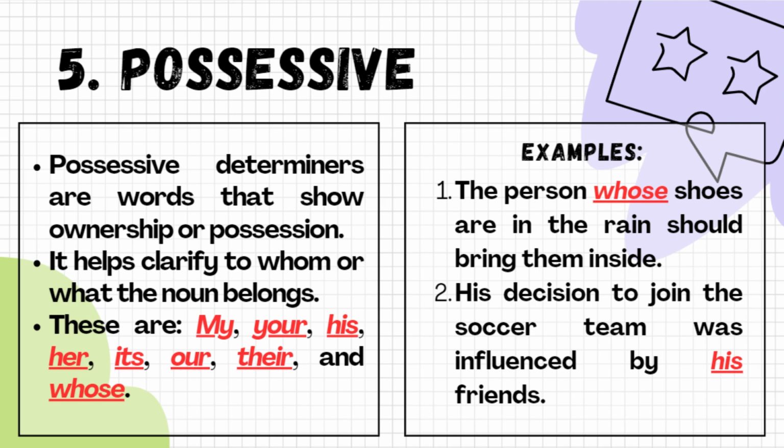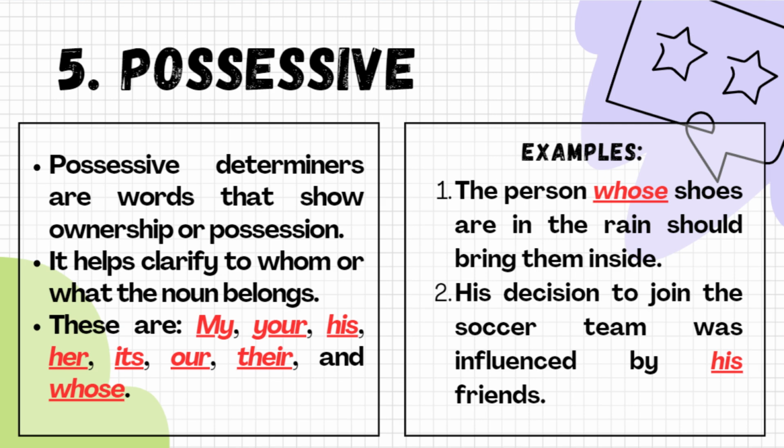Fifth, possessive determiner. Possessive determiners are words that show ownership or possession. It helps clarify to whom or what the noun belongs. They act like little ownership tags, letting us know who or what something belongs to. The common possessive determiners are my, your, his, her, its, our, their, and whose. The examples showcase how these words are used in sentences.